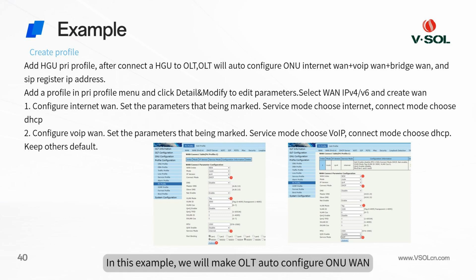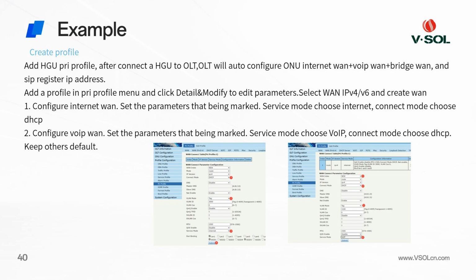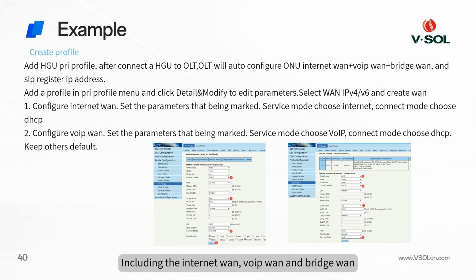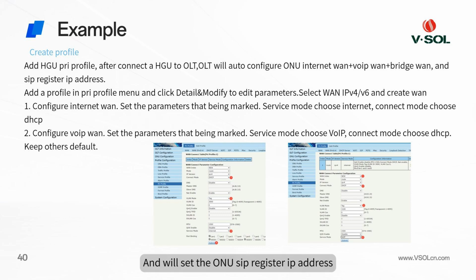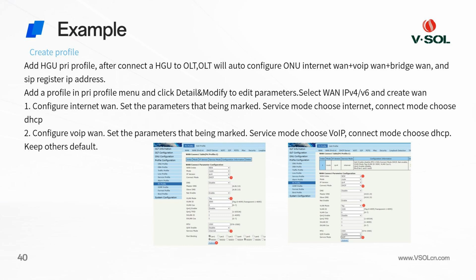In this example, we will make the OLT auto-configure the ONU WAN, including the Internet WAN, VoIP WAN, and Bridge WAN. And we'll set the ONU SIP register IP address. First, we add a profile in the PRI profile menu, and click Detail and Modify to edit parameters. Then select WAN IPv4/v6 to create WAN.